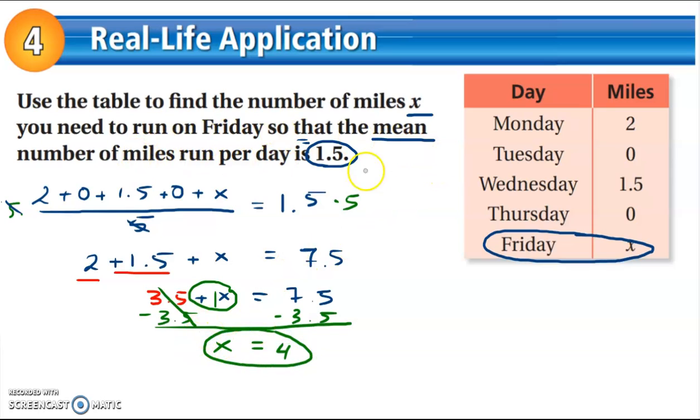That means you need to run 4 miles on Friday in order to have an average of 1.5 miles per day.